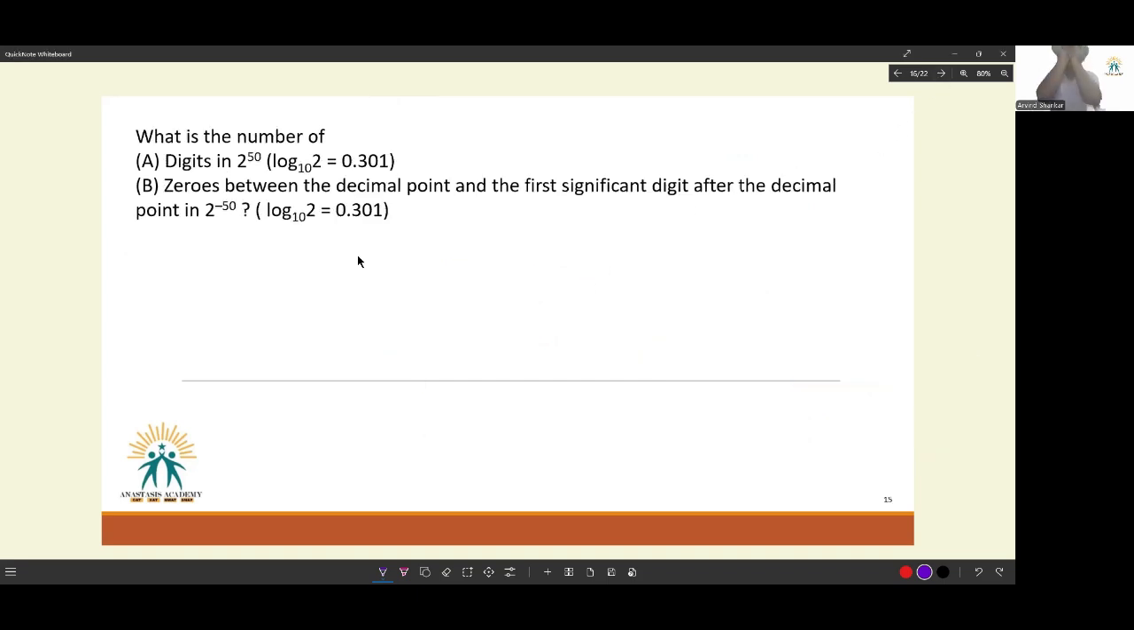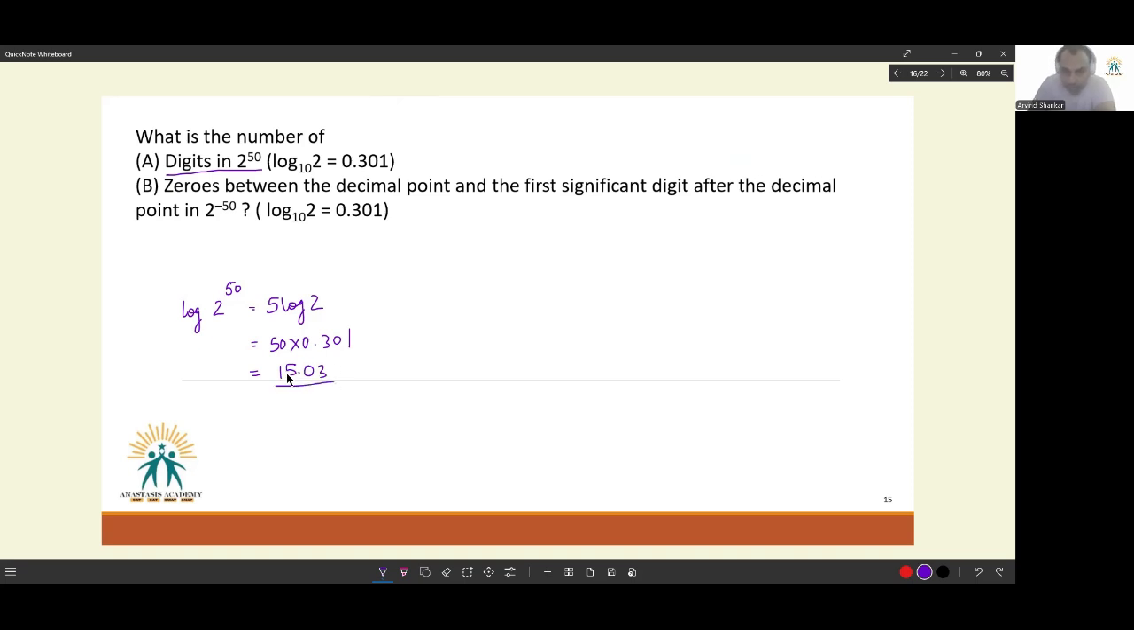Let us now go to characteristic and mantissa work. Okay. What is the number of digits in 2 raised to the power 50? Now, number of digits is given this way. See, you take log of 2 raised to the power 50, which will convert to 50 log 2. Now, log 2 value we know is 0.301, so 50 into 0.301. So I have 15.03 obtained here.